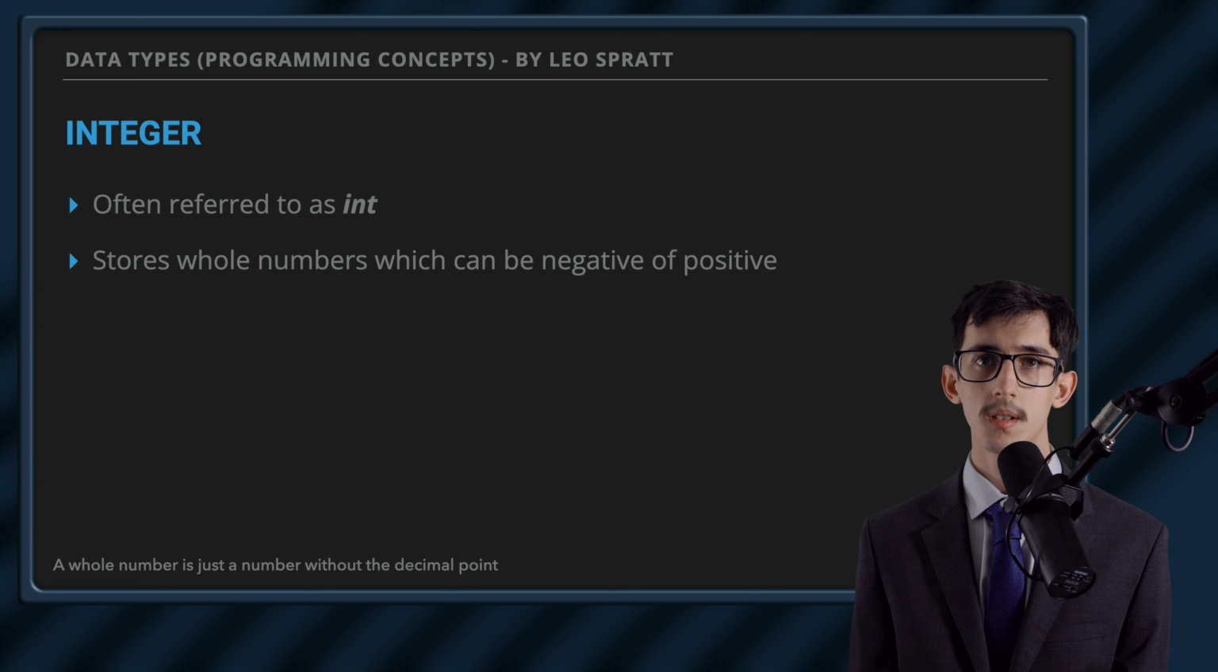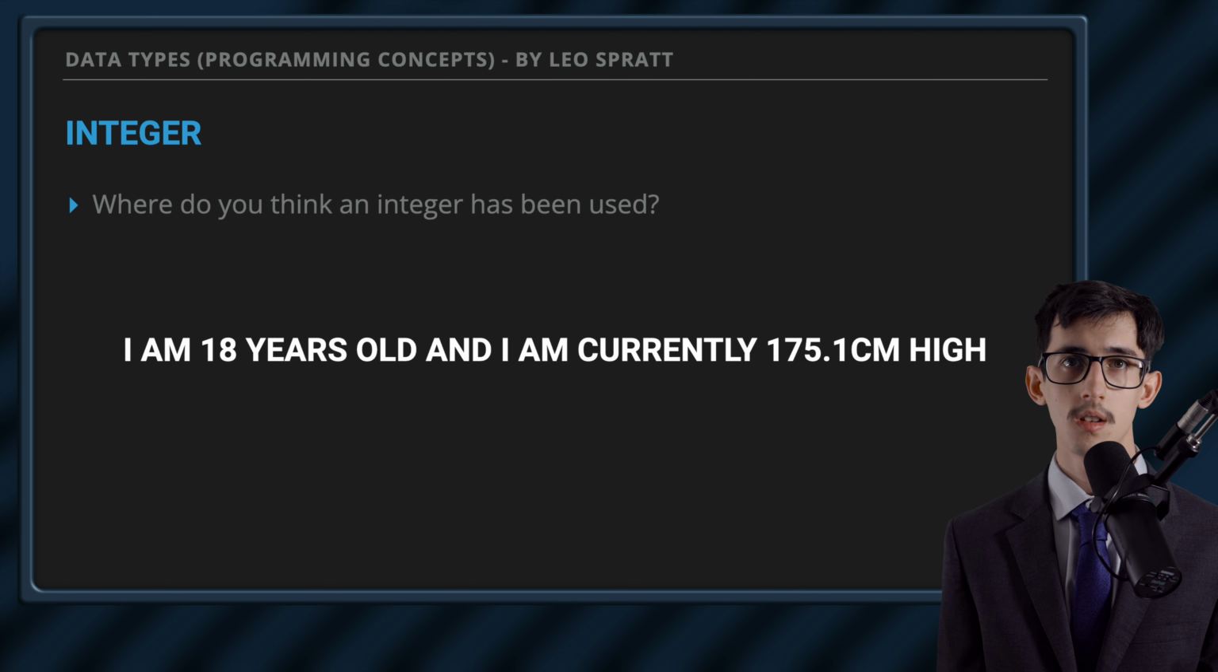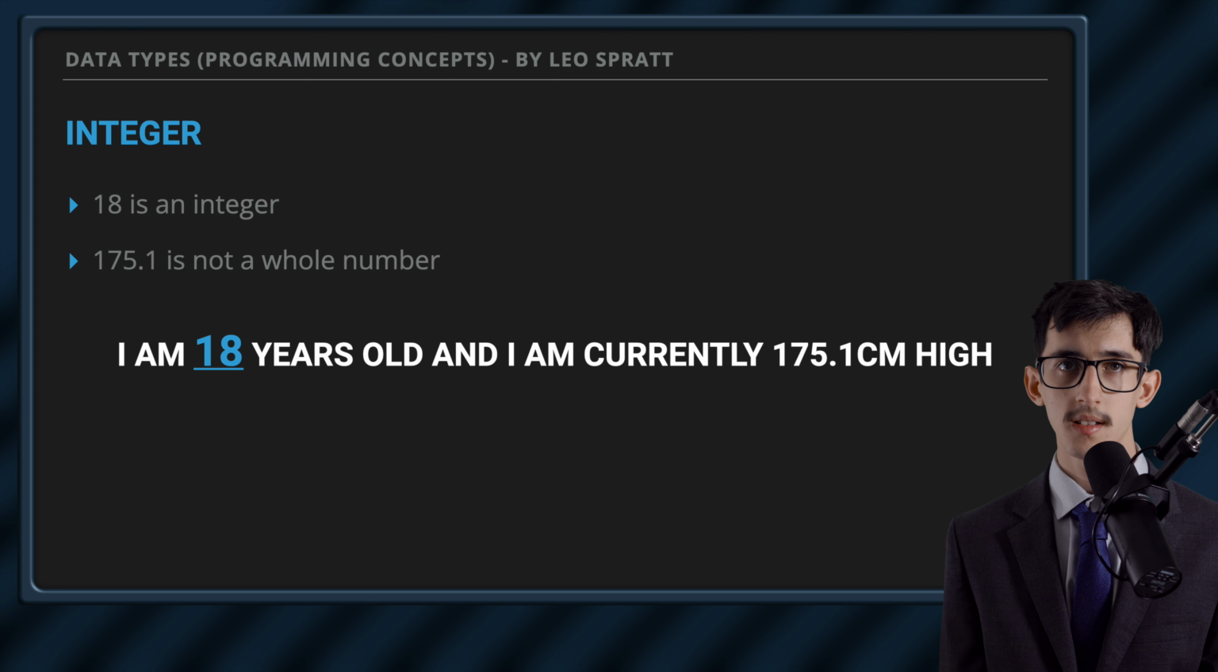Moving on to the next data type, the integer, which is commonly called the int. This type stores whole numbers, which can be negative or positive. If you're unsure what a whole number is, it's actually simple. It's just a number without a decimal point. Taking a look at this example currently shown, where do you think an integer has been used? I am 18 years old and I'm currently 175.1 centimeters high. If you thought 18, you'll be correct, since 175.1 is not a whole number, since it has a decimal point.